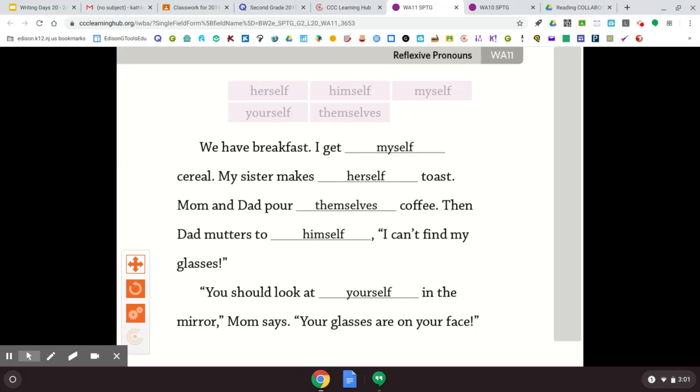So, boys and girls, today you learned about reflexive pronouns, and that a pronoun that ends with the word self or selves is called a reflexive pronoun.